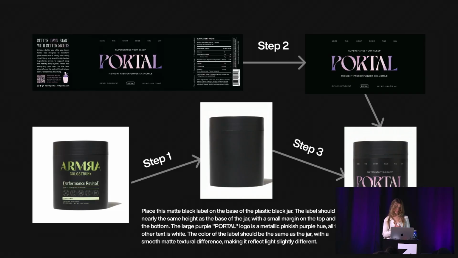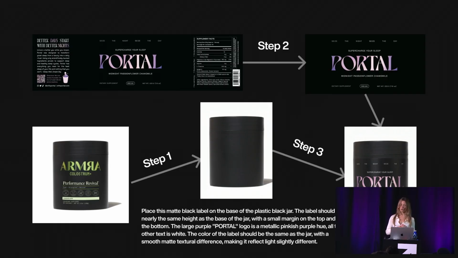So the prompt here is: place this matte black label on the base of the plastic black jar. The label should be nearly the same height as the base of the jar, with a small margin on top and bottom. The large purple Portal logo has a metallic pinkish purple hue. All the other text is white. The color of the label should be the same as the jar, with a smooth matte textural difference, making it reflect light slightly differently.